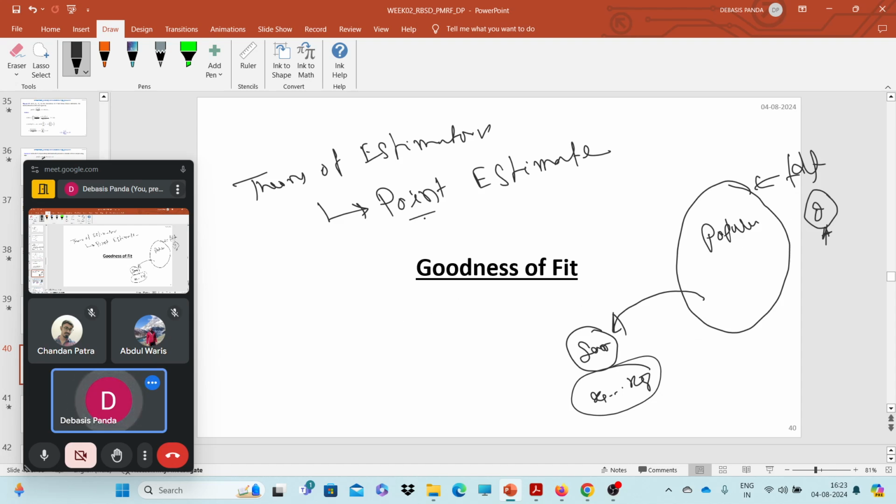So in point estimate, what we just did, we found a value of that function, just a value. In interval estimate, we just find the interval. Now, in goodness of fit test, what we do, we just quickly go through that process.